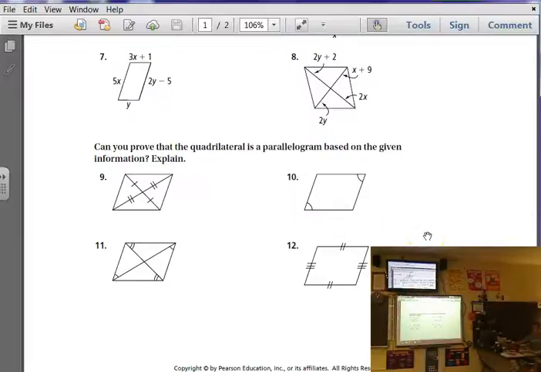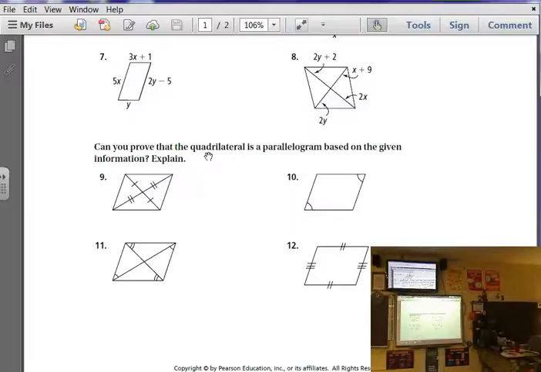I said no. Can we prove that the quadrilateral is a parallelogram based off the information? Do I know anything about side lengths? No. Do I know that my lines are parallel? No. Do I know anything about congruence except for those angles? No. It seems like a whole lot of no's.